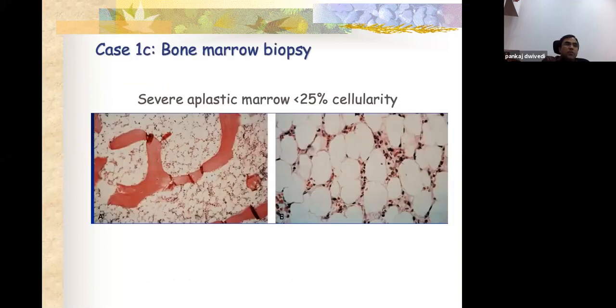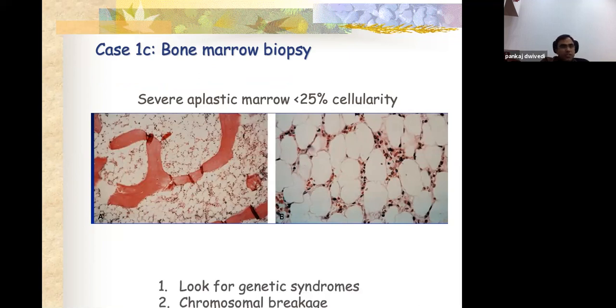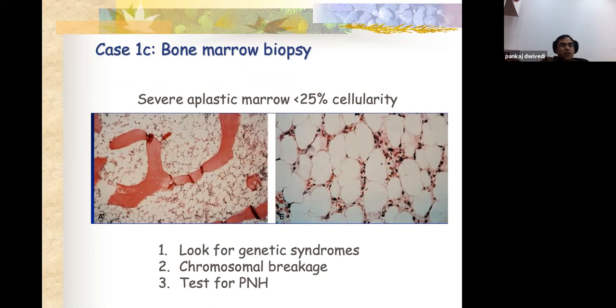What you are finding in the marrow are the empty spaces actually. Severe aplastic marrow with less than 25% cellularity. What you are seeing is the fatty cells and the empty marrow. That's not a healthy cellular marrow, so you know you are dealing with a severe aplastic marrow. As we discussed, when you are dealing with a severe aplastic marrow, it could be acquired, it could be congenital. The boy is only 4 years old, and here you want to differentiate whether you are dealing with a genetic cause. So look for a genetic syndrome, chromosomal breakage, and test for PNH.